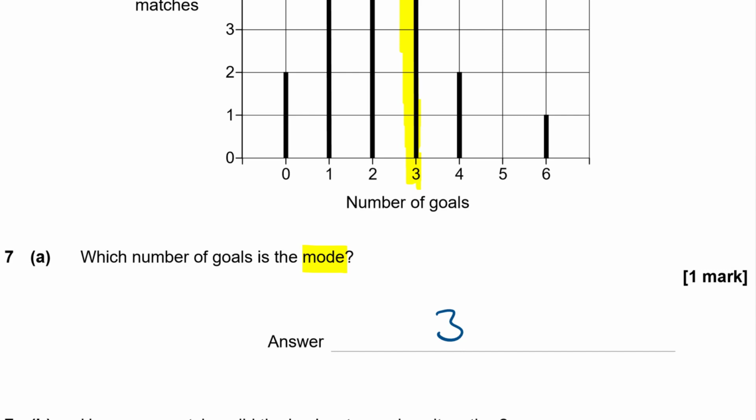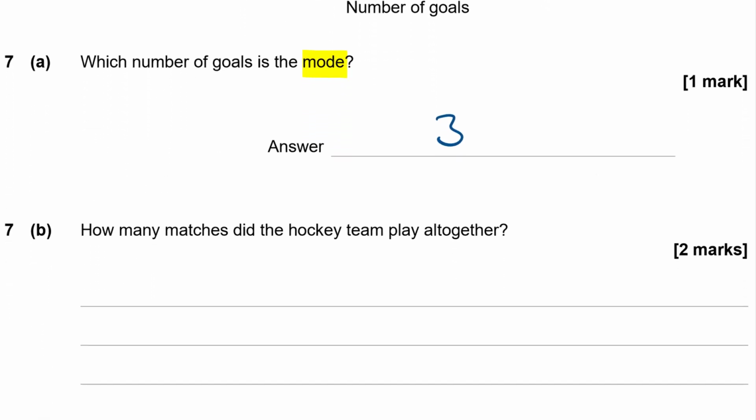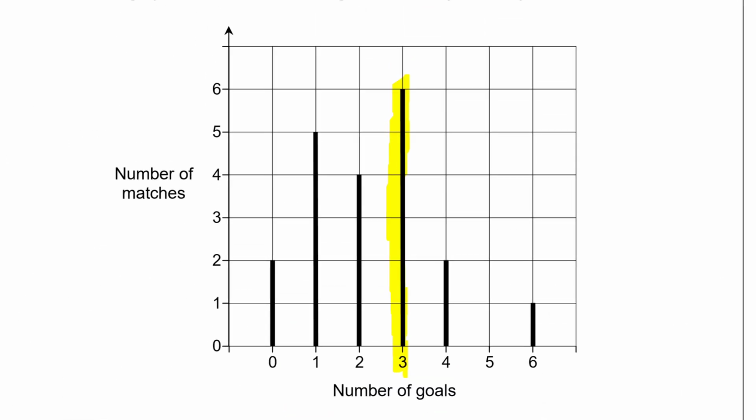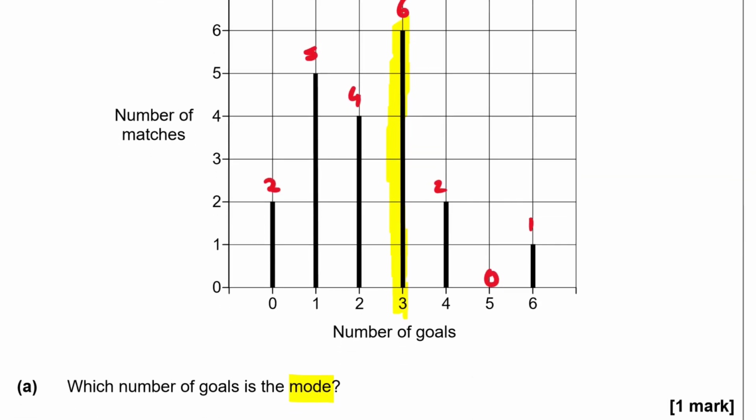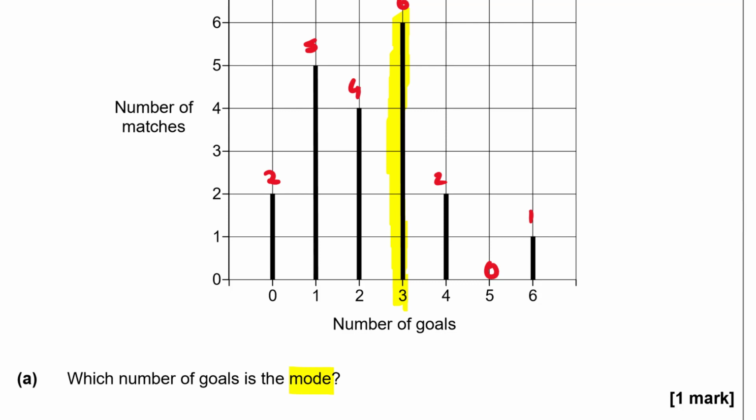3. How many matches did the hockey team play altogether? Okay, well, we can work that out by looking at the totals of all these lines, can't we? We know that no goals were scored in 2 matches, and 1 goal was scored in 5, and 4 goals were scored in 2, and 6 goals were scored in 3 matches, and 2 goals were scored in 4, 0 for 5, and 1 for 6. So if we add all those numbers up, we'll get the total number of games that were played.